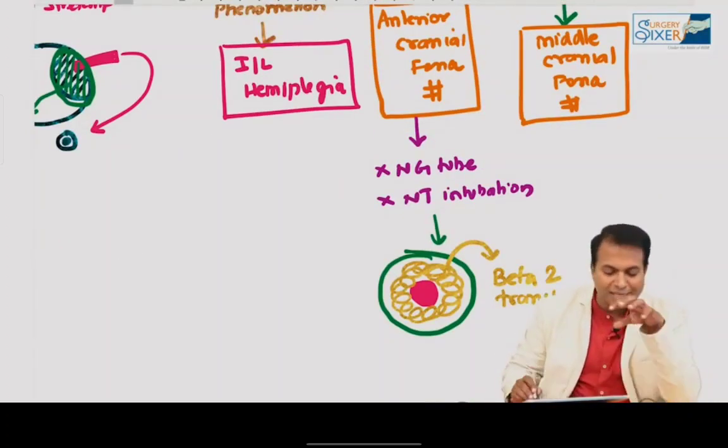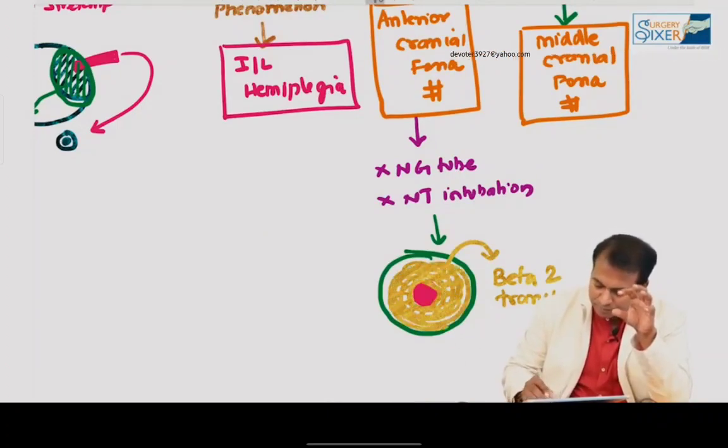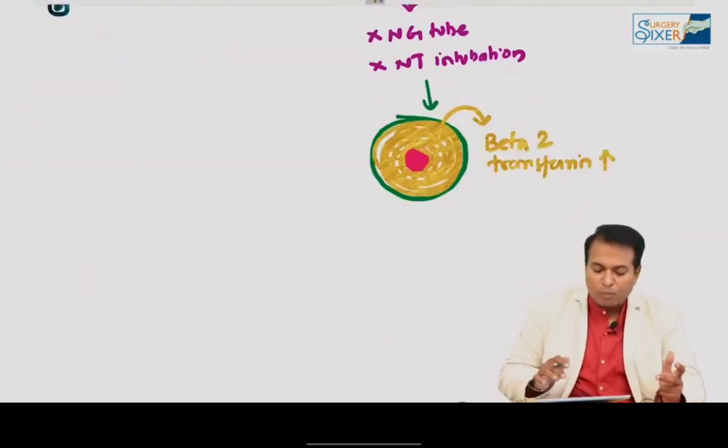Please don't forget, how to say this is CSF rhinorrhea is by putting it on a blotting paper. You can see the central blood surrounded by CSF, like a ring. This is known as anterior cranial fossa fracture. So please don't forget these points between anterior, middle, and what about posterior cranial fossa fracture?